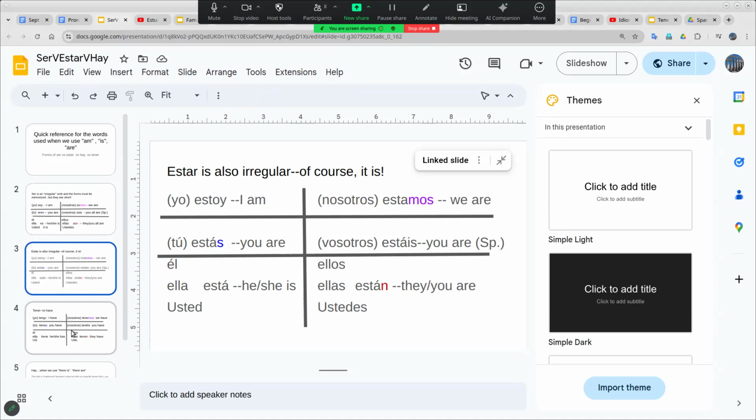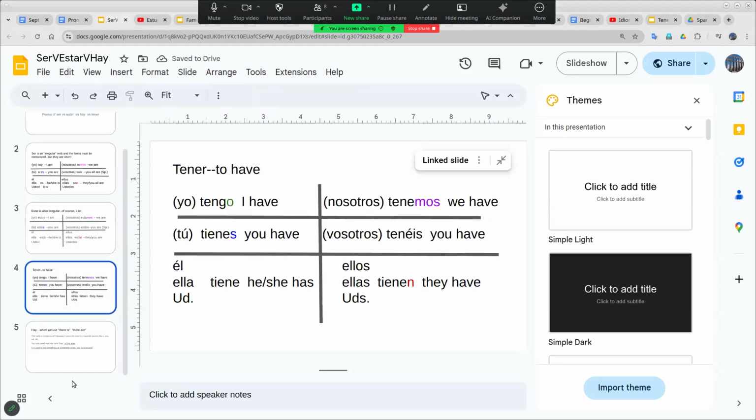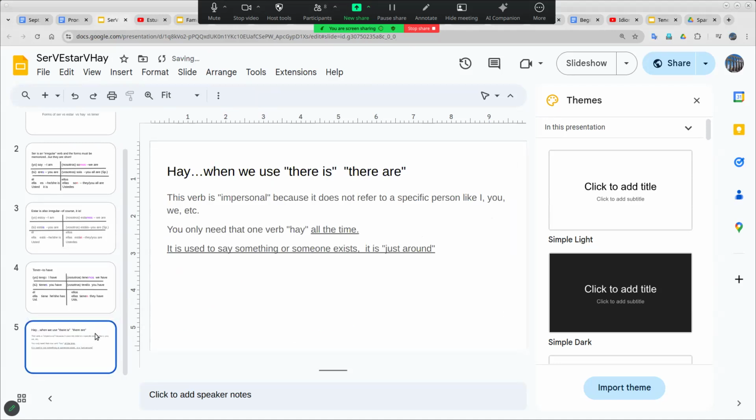I'll send this whole thing to you. Bien. I need to move this up. I'll get these in the right order. Oh, I can't move them because I'm in share mode.